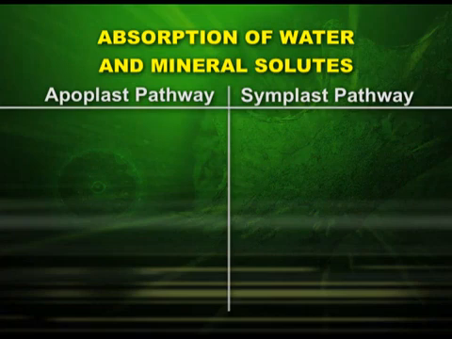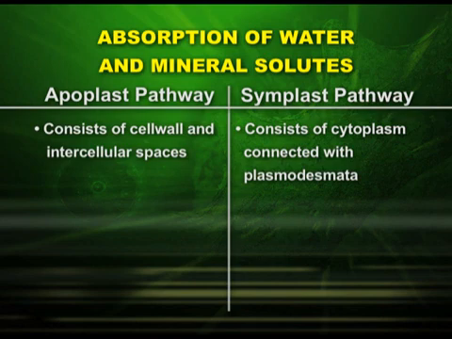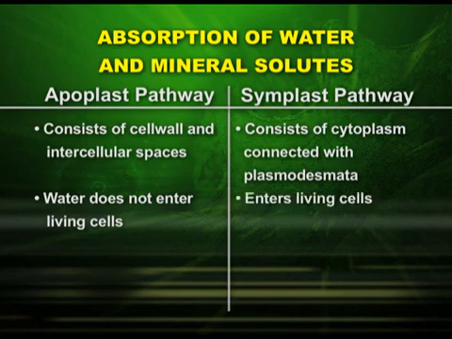Let us see the differences between the 2 pathways. In apoplast pathway, it consists of cell wall and intercellular spaces. On the other hand, in symplast, it consists of cytoplasm connected with plasmodesmata. In apoplast, water does not enter living cells. On the other hand, in symplast, it enters living cells.